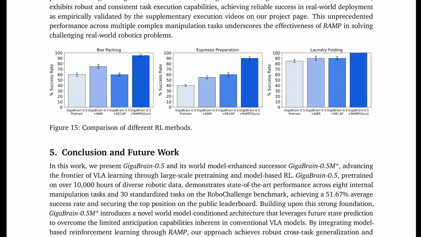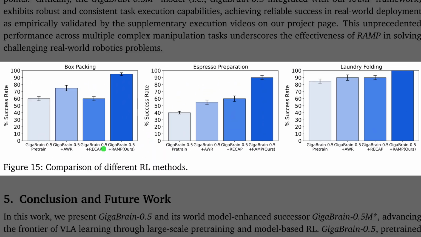So, having validated the architecture design, Figure 15 presents the final head-to-head comparison of reinforcement learning strategies. It tracks success rates across 3 challenging tasks: box packing on the left, espresso preparation in the center, and laundry folding on the right. The dark blue bars represent the proposed RAMP method, while the lighter bars show baselines like advantage-weighted regression and RECAP. RAMP consistently leads, particularly in espresso preparation, where it achieves a 90% success rate. This represents a huge margin over the runner-up, which only reaches about 60%, confirming the value of future state conditioning.